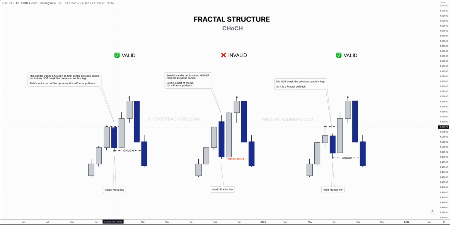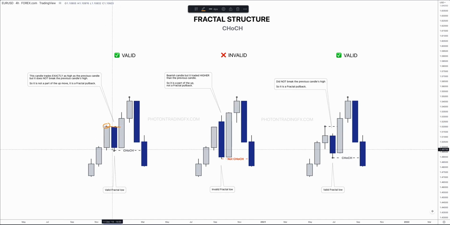Well, remember, what is the definition of a fractal pullback? It's if it fails to break the previous candle's high. So if this candle here trades exactly as high as this candle here, has it broken its high? No. So that means the fractal pullback has started. So if you see perfectly equal highs, that is the fractal pullback started, and you can mark this out as your current active fractal high, okay?